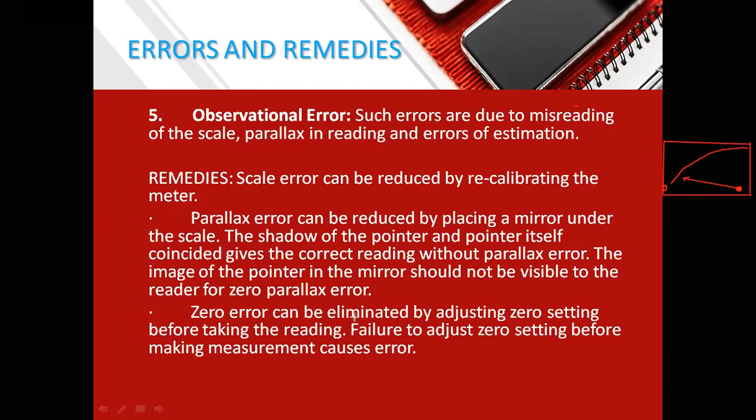Now zero error can be eliminated by adjusting the zero setting before taking the reading. Failure to do the zero setting before making a measurement causes error. So we have to bring back the pointer. For that, there will be facilities, and we just have to use a screwdriver or something like that to set it back to 0.